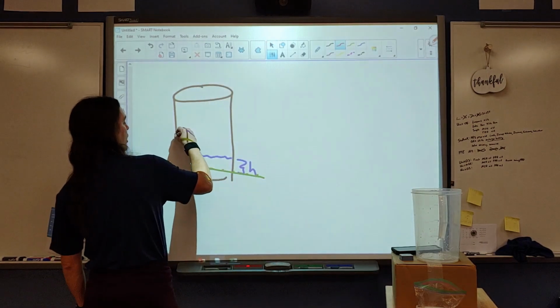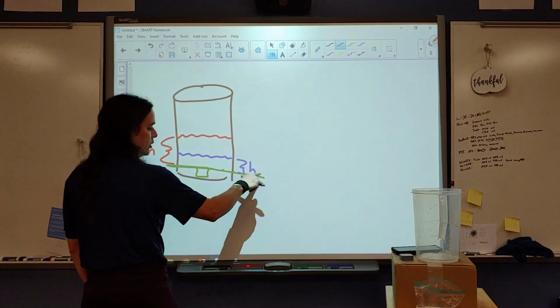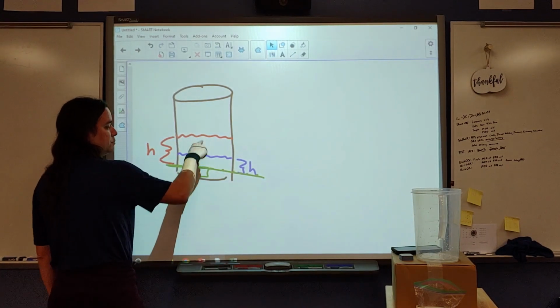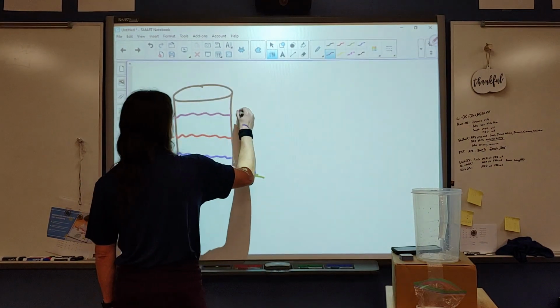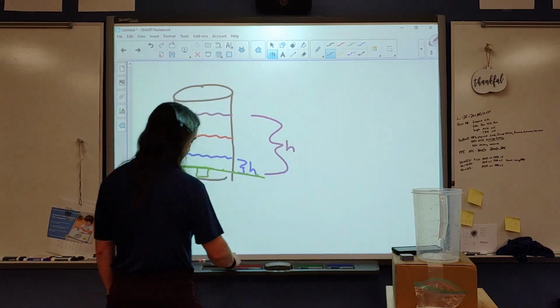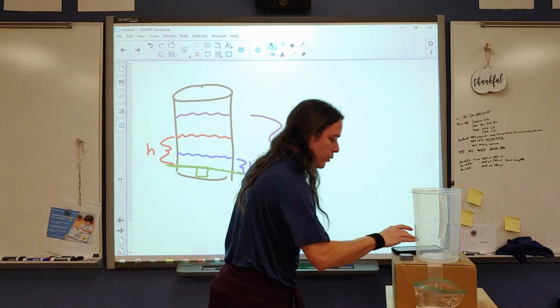I could pour more water in, and we could measure to a height here, H. And here's where the H is showing our depth. This is how far our object is below the surface of the water. We can do one more, just for emphasis. And we could have here that this is another depth. Okay, so this is an experiment that we can go through and do.